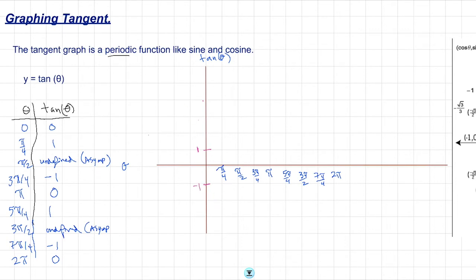All right, so now let's use a different color to graph this. First value is 0, 0. So that's right here. And then we've got pi over 4, 1. And then this next one is undefined. So that's the classic case of an asymptote. We learned that from our previous studies. 3 pi over 4, it's down here at -1. Pi, it's at 0. 5 pi over 4, it's at 1. And then again, another asymptote. Those are dotted lines here.